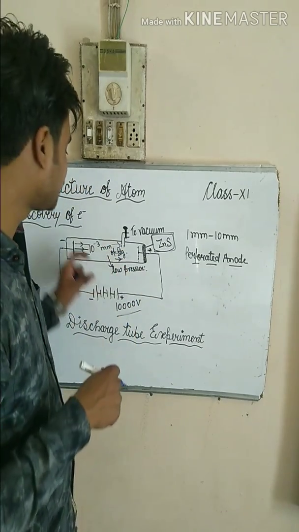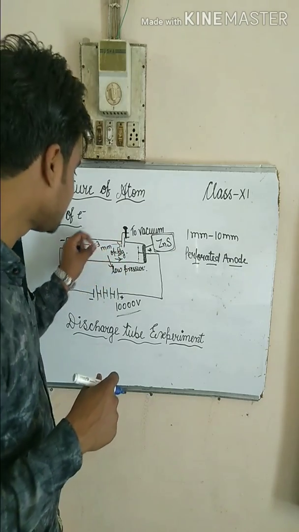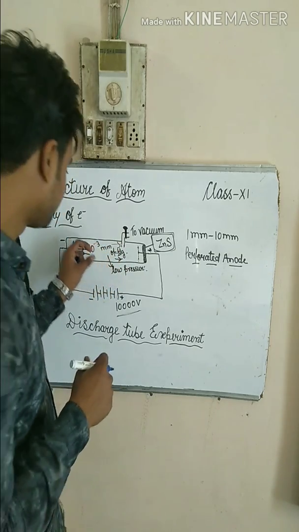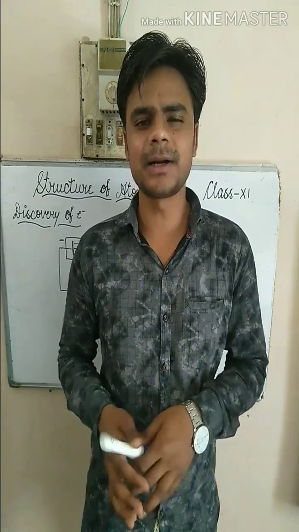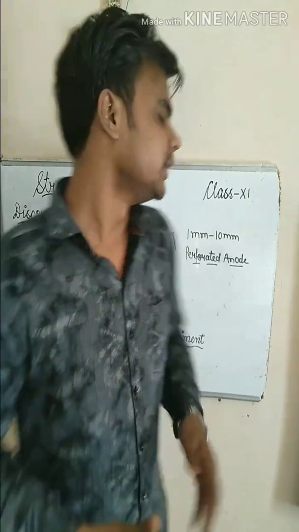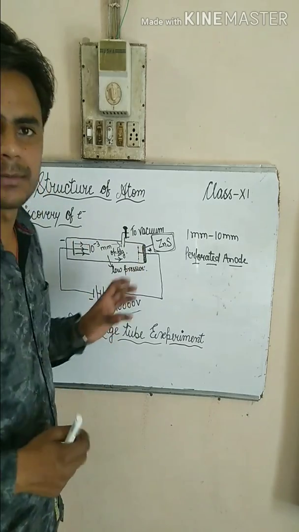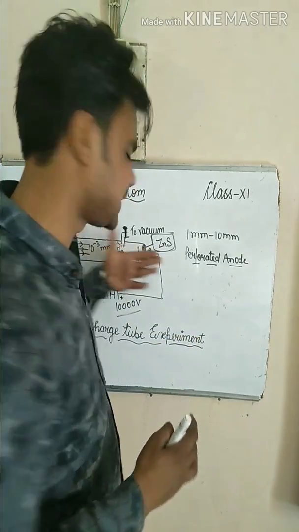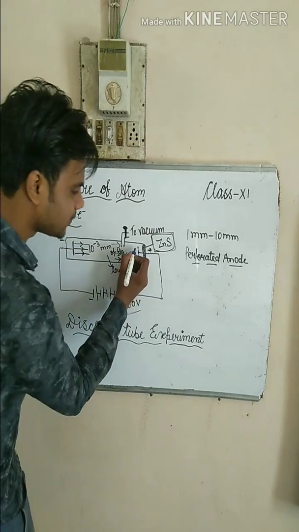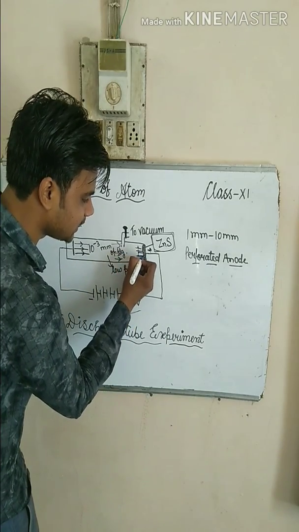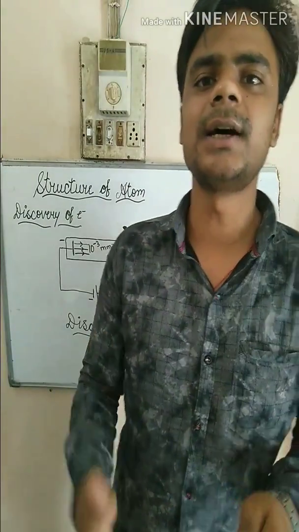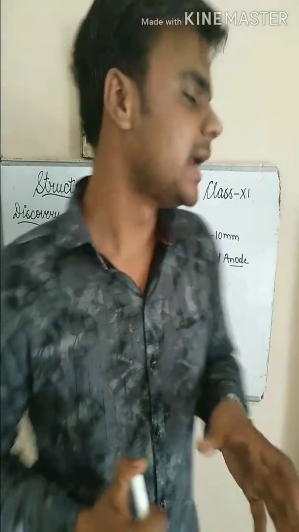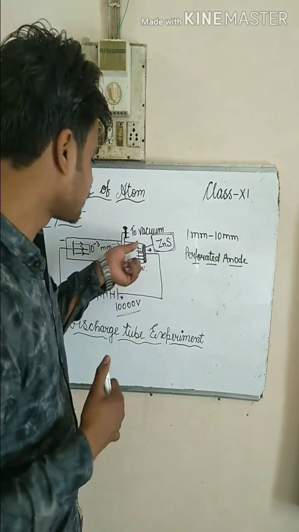Now why is there no disturbance? Because of very low pressure. The pressure is approximately 10 to the power minus 3 millimeter of Hg. We can't say it is negligible, but it is quite negligible. So there is no disturbance to the cathode rays, they will move straight at very high speed, and through the holes they will strike the polished surface of the fluorescence material.